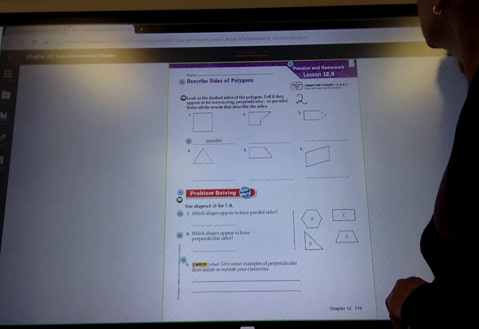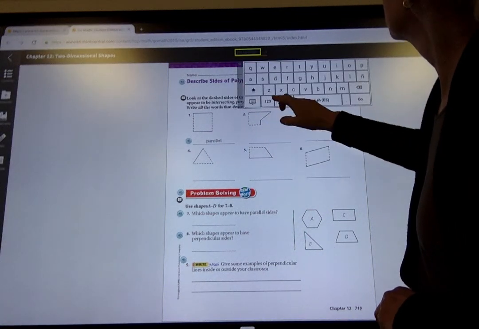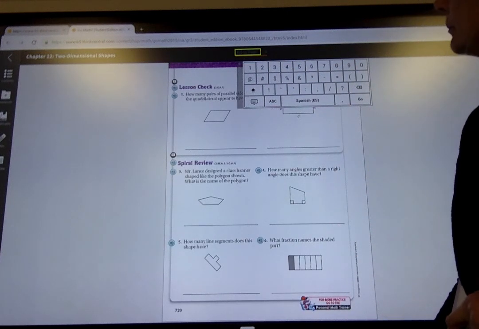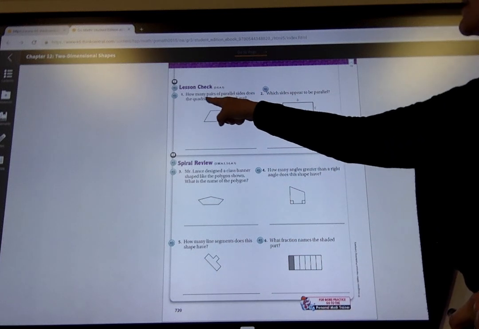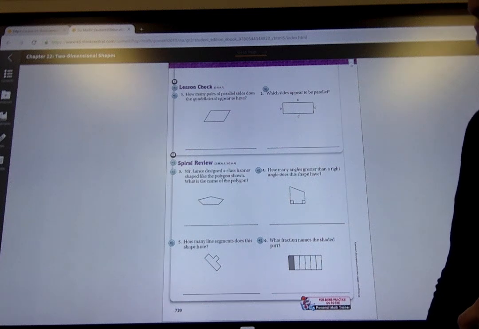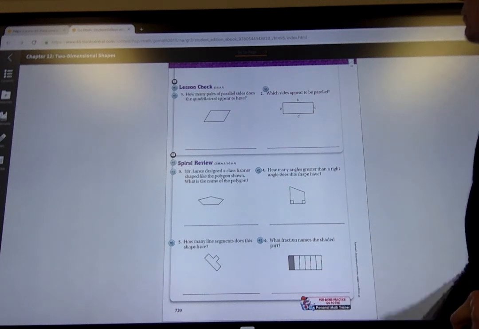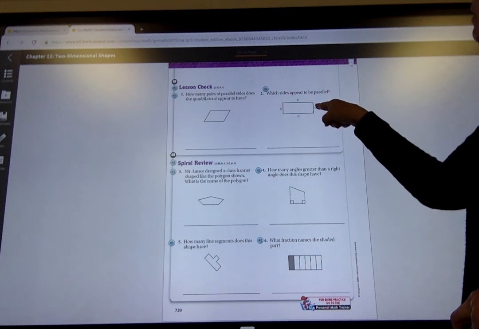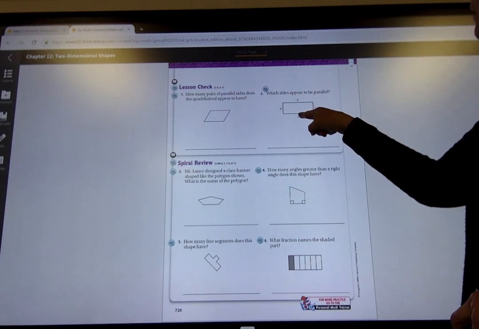Okay, let's go on to the next page. 720. How many pairs of parallel sides does this quadrilateral appear to have? Which sides appear to be parallel? Is A parallel to B? Is A parallel to C? Is B parallel to A? Is B parallel to D?